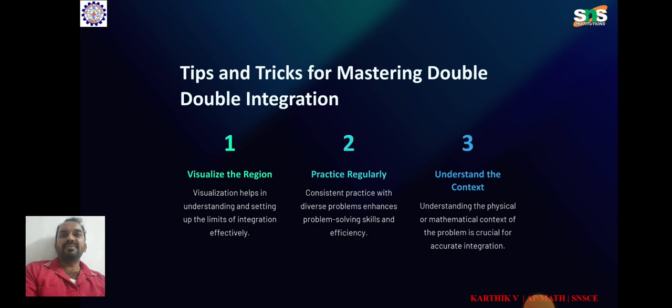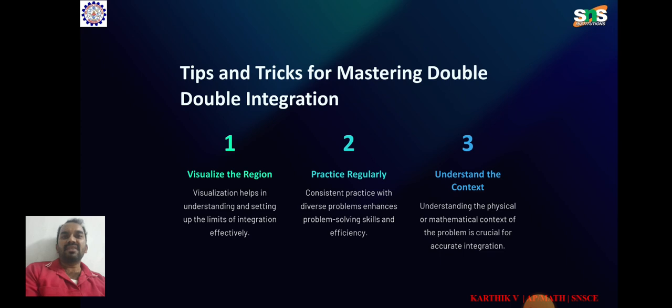Tips and tricks for mastering double integration. Understanding the geometry. Visualize the region of integration and understand its geometric properties. Next, practice iterated integration. Break down the double integral into two single integrals and practice iterated integration. Explore different techniques. Use symmetry.